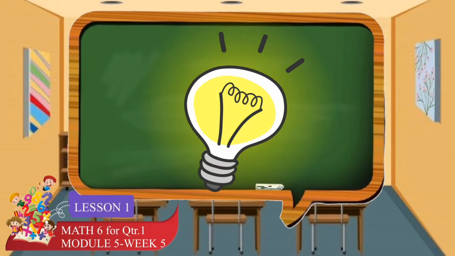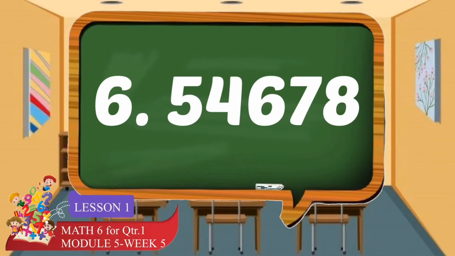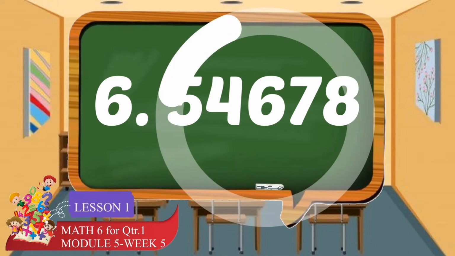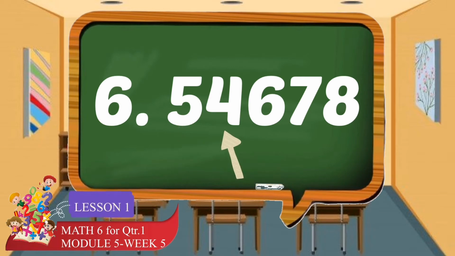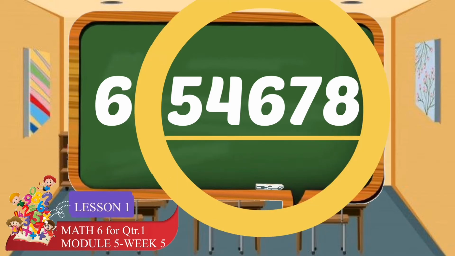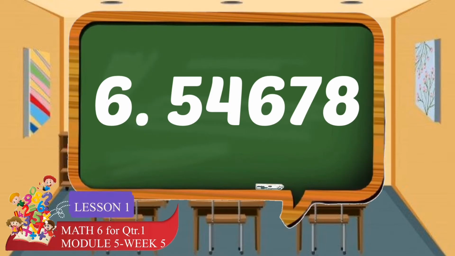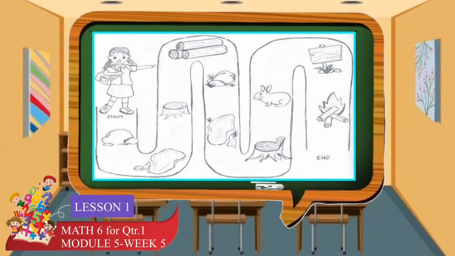Now, let's have a review. Remember, this is an example of decimal number. As you can see, this is a whole number, decimal point, and these are decimal numbers. We have tenths, hundredths, thousandths, ten-thousandths, and hundred-thousandths. As you can see, we have 5 decimal places, and you can read this as 6 and 54,678 hundred-thousandths. This week, you are going to perform the repeated addition, which is multiplication.